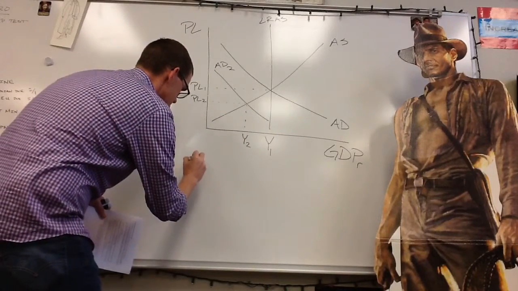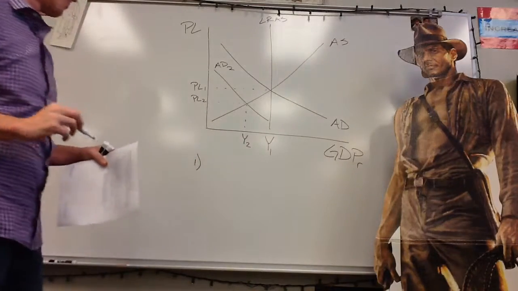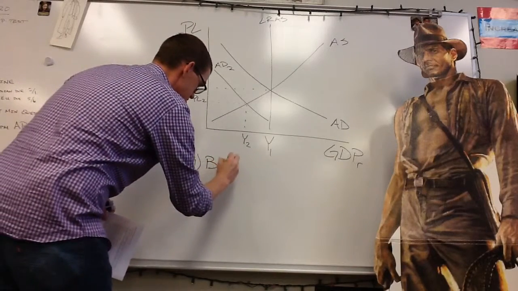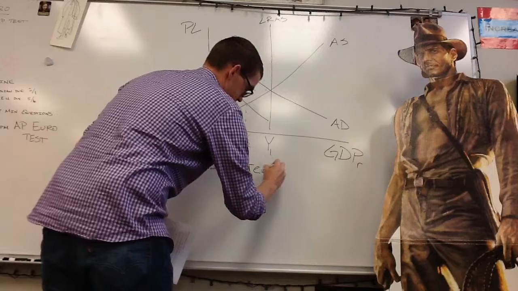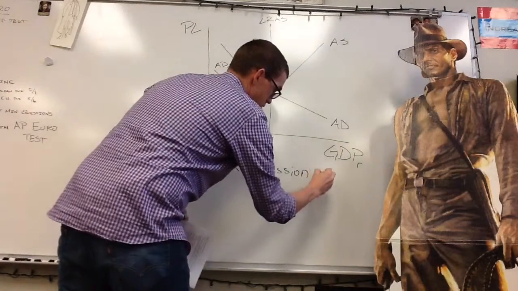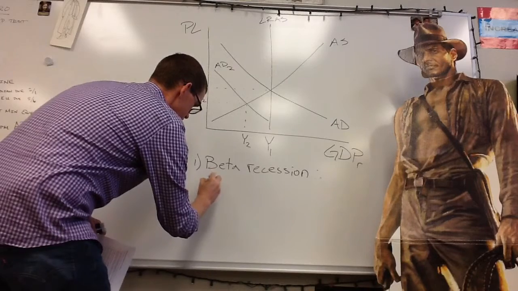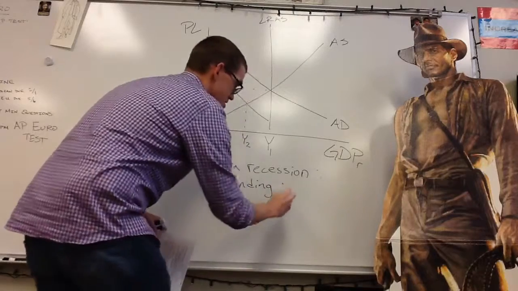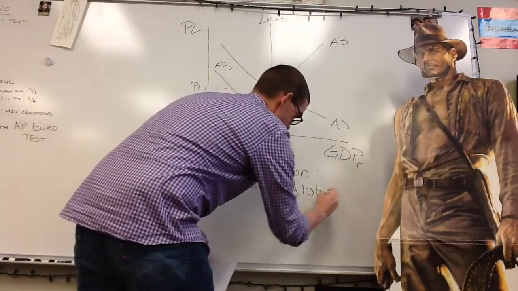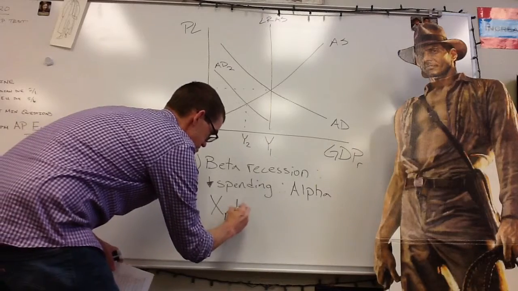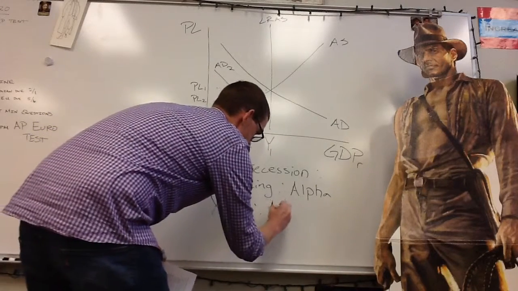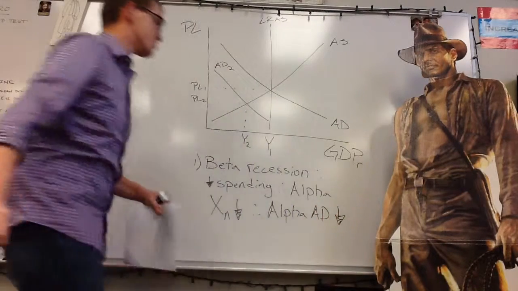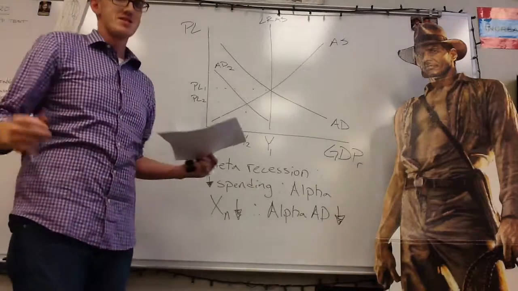Now, it does say explain this move. So, your explanation for B1: why are we moving aggregate demand to the left? Well, Beta is in a recession. Therefore, they are lowering their spending on all goods. So therefore, Alpha's net exports are decreasing. So therefore, Alpha's aggregate demand is decreasing. All right, it's that simple.